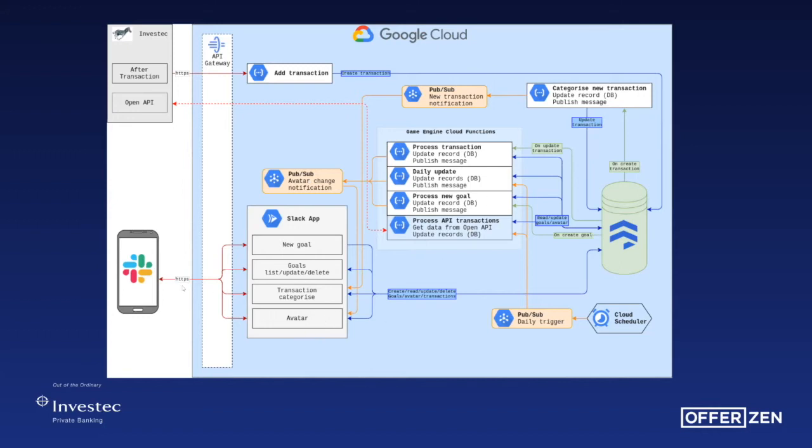Whenever you create a new goal through Slack, it creates a document in Firestore in our goals collection. And that also then triggers the game engine cloud function, which then processes goals, which again triggers the avatar notification, which again goes through the Slack app and then notifies you via Slack. So there's a lot of notification chains via this one little PubSub.